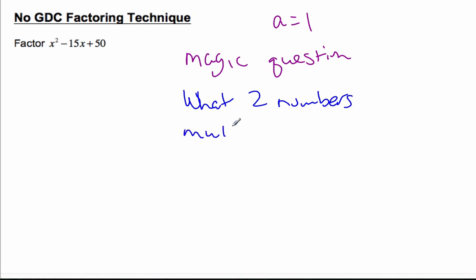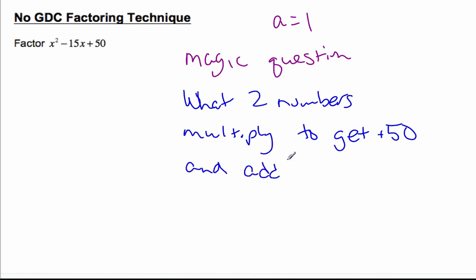The magic question asks me what two numbers multiply to get 50, a positive 50, and at the same time add to get negative 15, this middle number here.